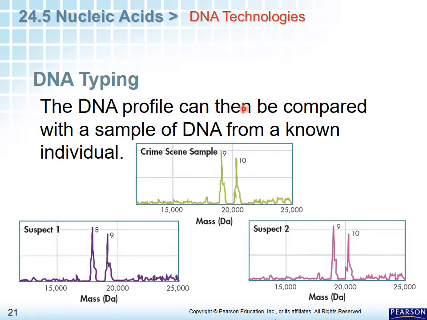So a DNA profile can be compared with a sample DNA from an individual. Suppose this is the crime scene sample, like blood or hair. Now this is suspect one and this one is suspect two. So which one is among them? Who's closest? The crime scene sample is analyzed and the peaks created are 9 and 10. They caught suspect one, who gives this DNA mapping, and this one is suspect two. So which one is closest?